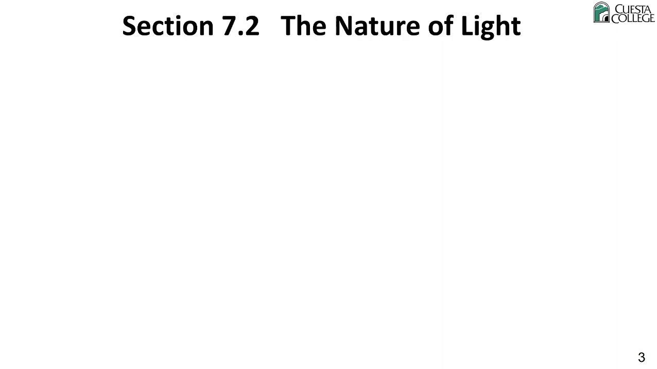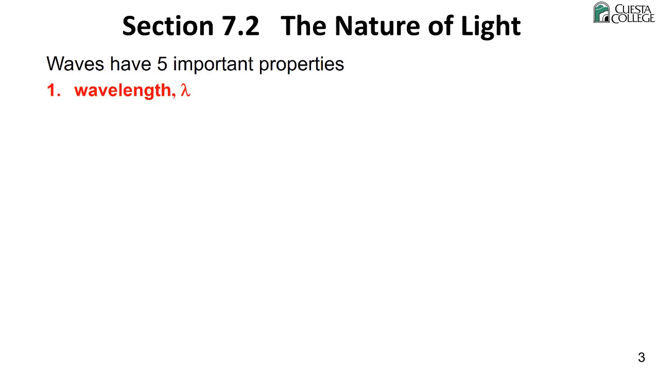In order to talk about electromagnetic radiation, we're going to start by talking about light. Then we'll transition into electrons because they have some of the same properties. In order to talk about light, we need to talk about waves. And waves have 5 important properties. Waves have a wavelength, or the symbol lambda, which is a Greek letter. And that's typically measured in meters, nanometers, or centimeters.